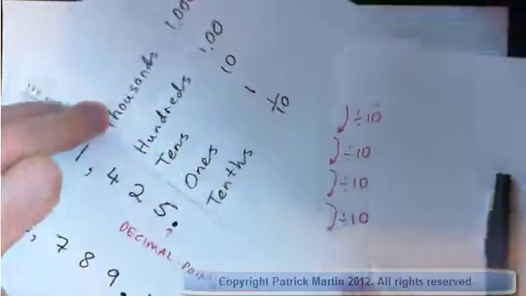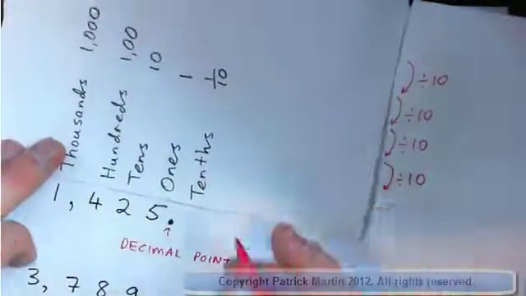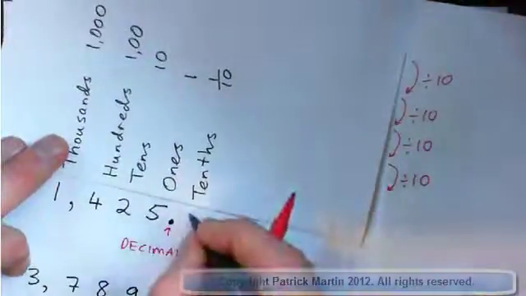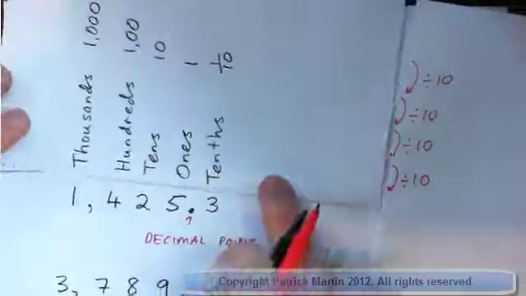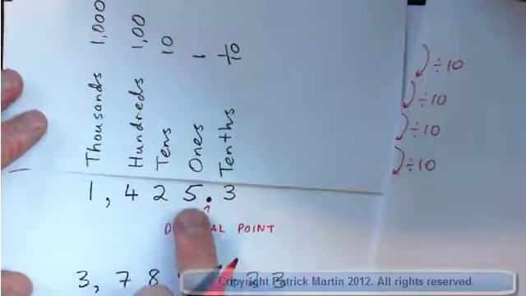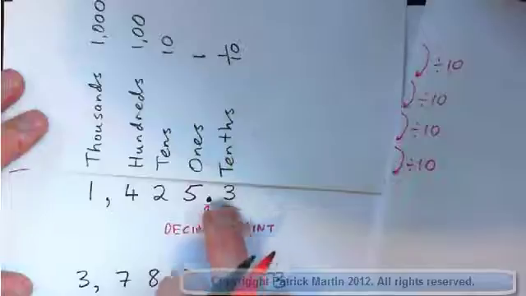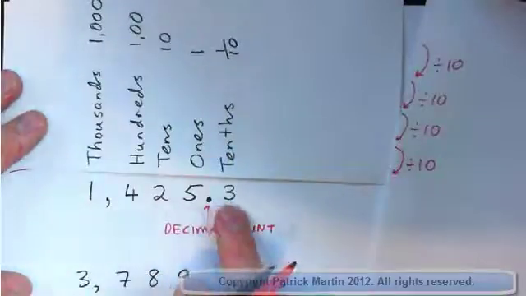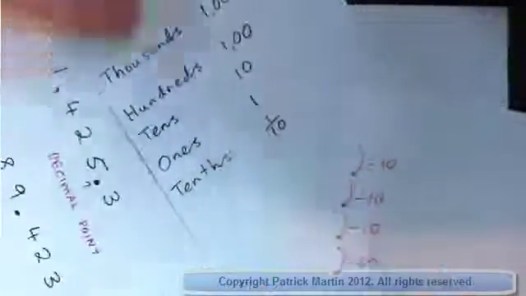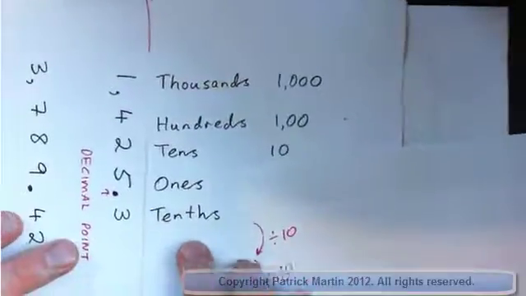All right. And I'll just make up, so let's say we have 3 tenths. Okay. So 0.3. So now it's 1,425 and 3 tenths, or 1,425.3. Okay, so let's continue with our sequence here.